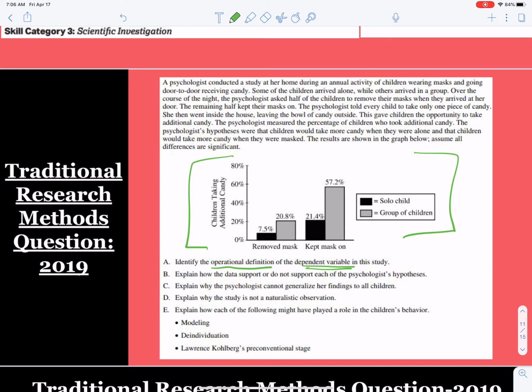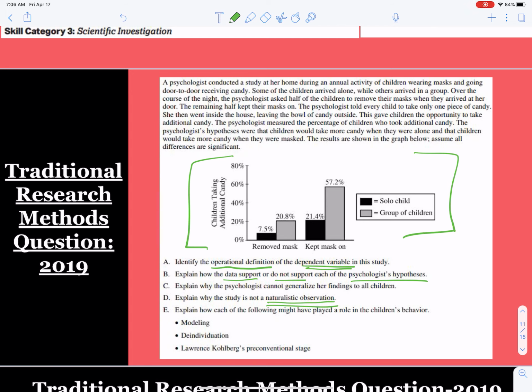Explain how the data supports or does not support each of the psychologist's hypotheses. Explain why the psychologist cannot generalize. Generalization is very important. We've talked about that many times, and we're going to explain in this research why the psychologist would not be able to generalize her findings, and why the study is not naturalistic observation. That was one research method we talked about. We will get back into that again when we get into specifics.